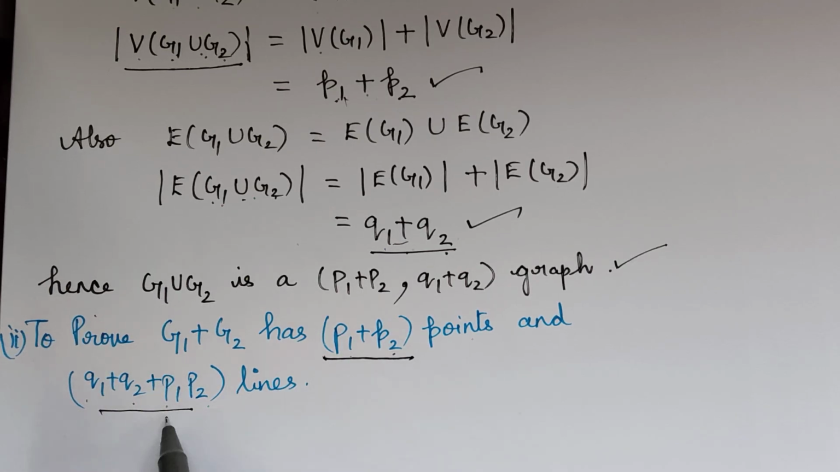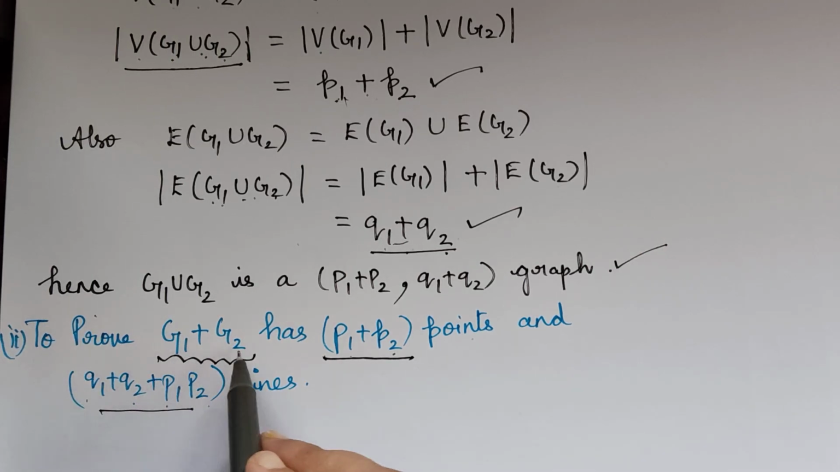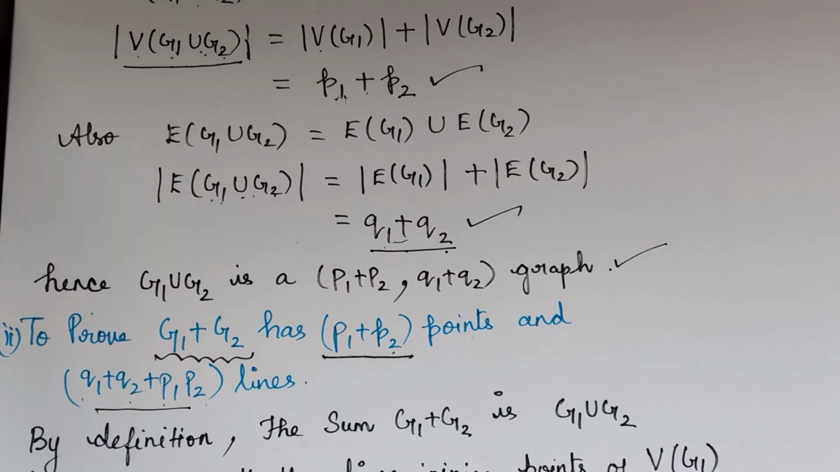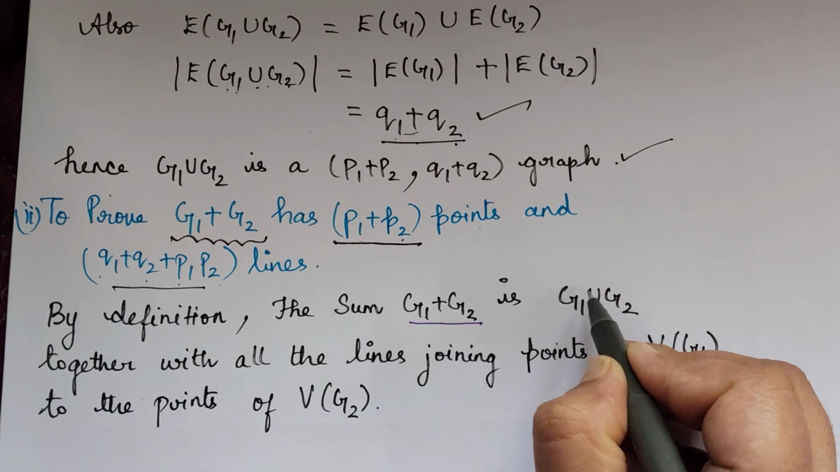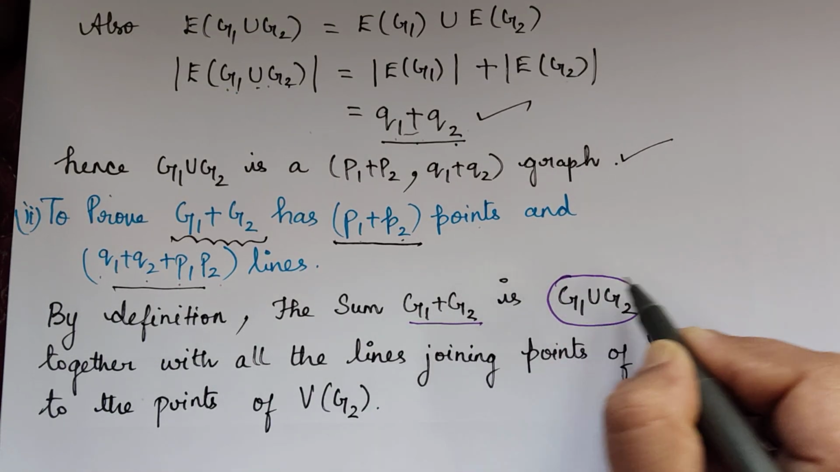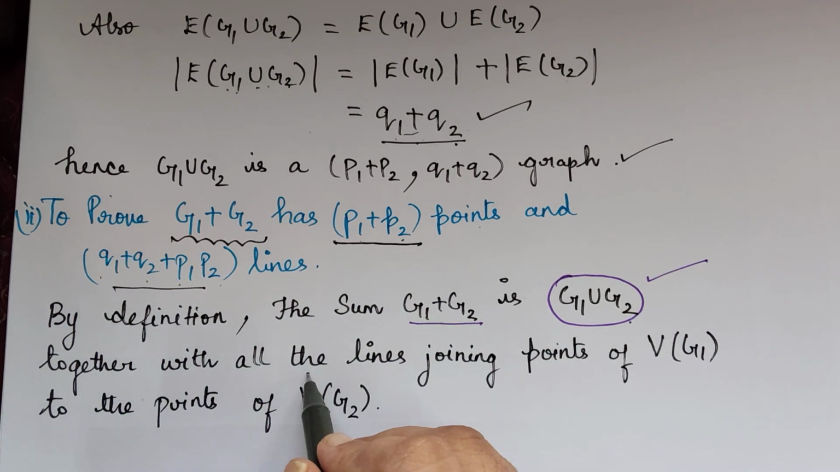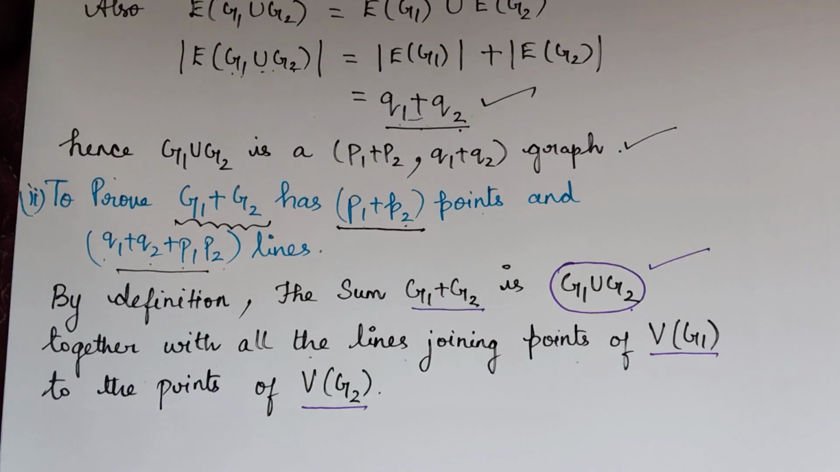So now in order to prove this, first we should understand what the sum is. What does the definition of sum say for the sum of two graphs G1 plus G2? So by definition, the sum G1 plus G2 is the same as G1 union G2. So this we have to do first. And along with this, together with all the lines joining points of vertices of G1 to the points of vertices of G2. So I will illustrate this with the help of an example.